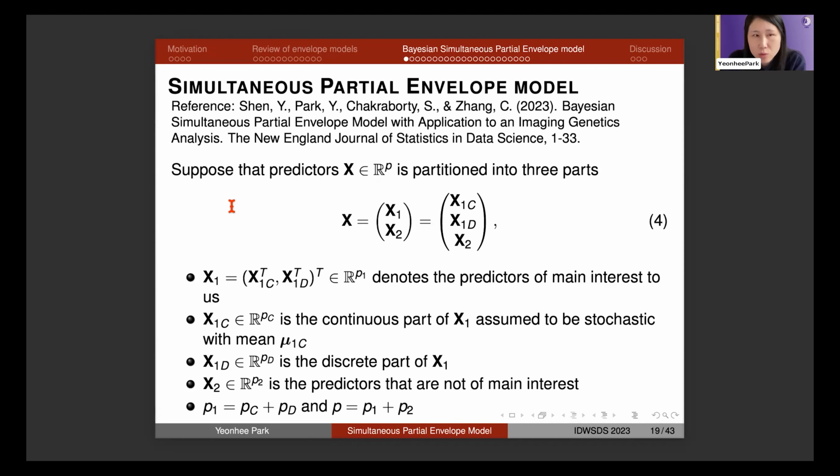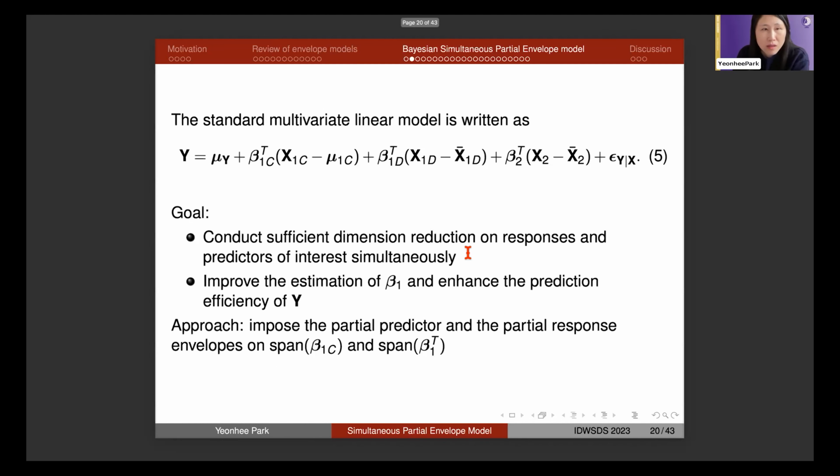In this work, we suppose that predictors X are partitioned into X1 and X2. X1 is the predictors we are interested in. And we further partition this X1 into X1C and X1D. X1C is a vector of continuous predictors we are interested in, and X1D is a vector of discrete or categorical predictors we are interested in. We assume that X1C is stochastic, while X1D and X2 are assumed to be non-stochastic. Then we could write down the standard model with equation 5.